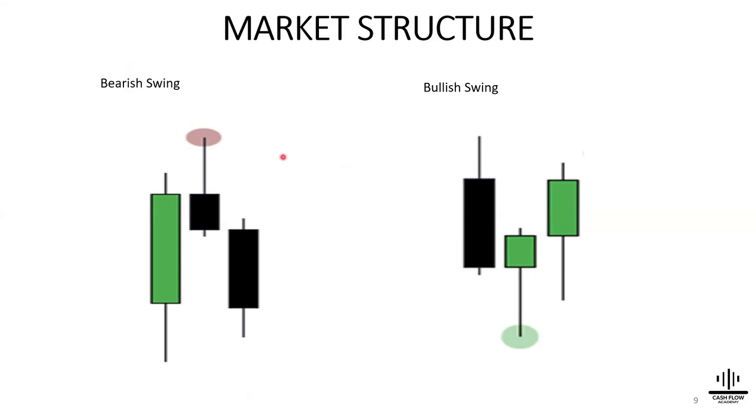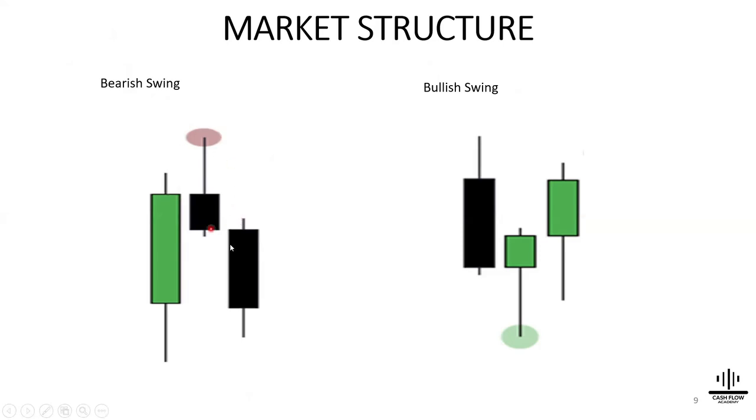Market structure helps to give a narrative of what price is doing. It helps tell the story of what the market is doing. Now we have two types: the bearish and the bullish, and they're called bearish swing and bullish swing. Now, what forms a market structure are three candles. Most people will say four, most people will say five, but actually it is formed by three candles.